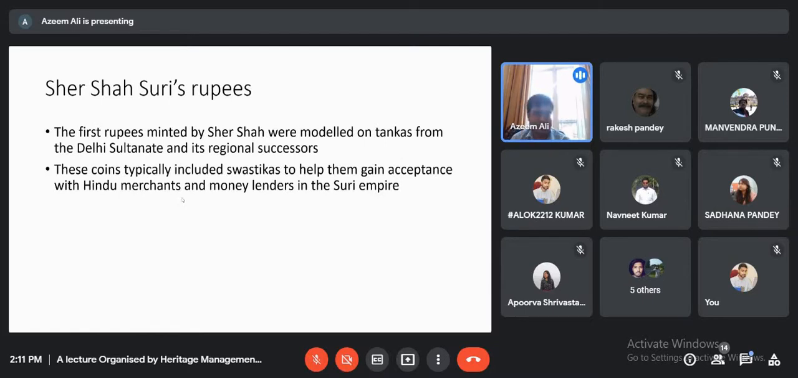And Sher Shah Suri minted the first rupees, and these were modeled on tankas initially, which were inherited from the Delhi Sultanate and its regional successors. And these silver rupees included swastikas a lot of the time to help them gain acceptance with Hindu merchants and moneylenders in the Suri Empire.